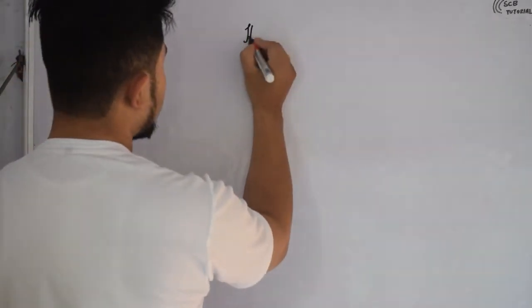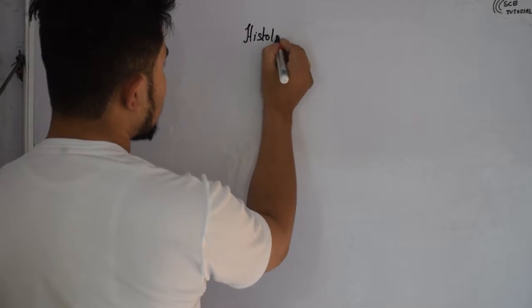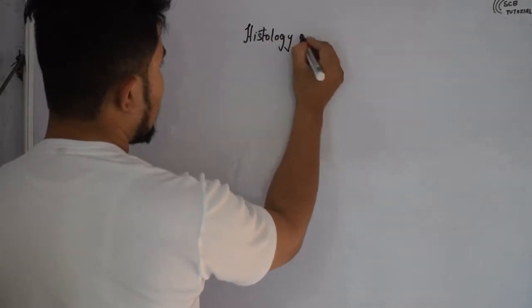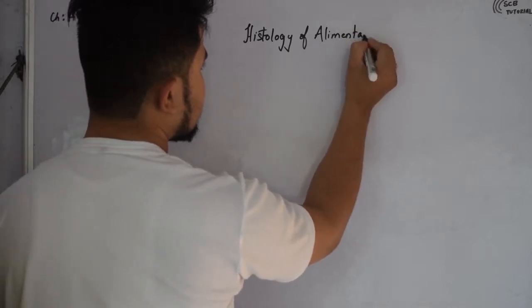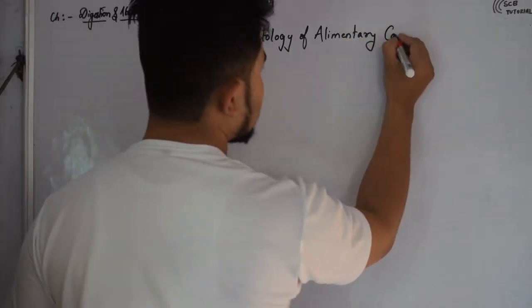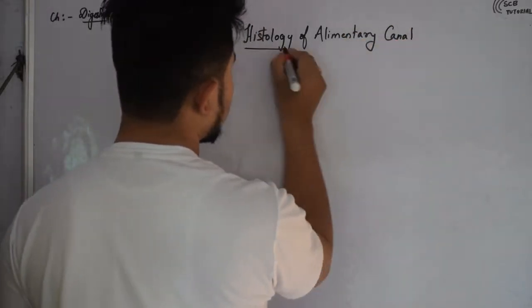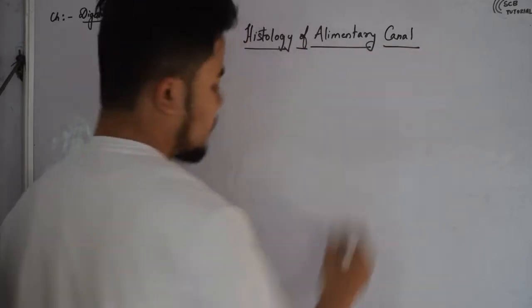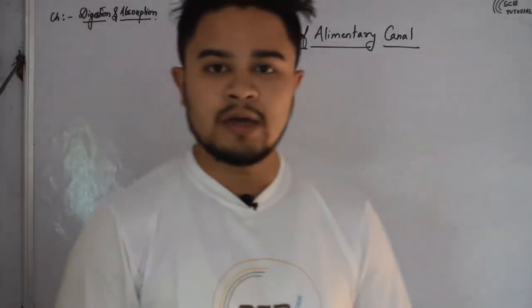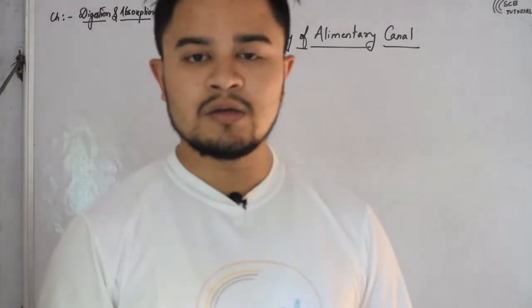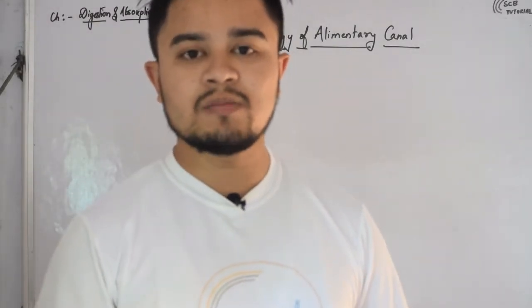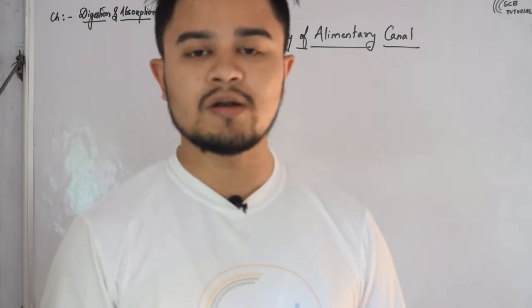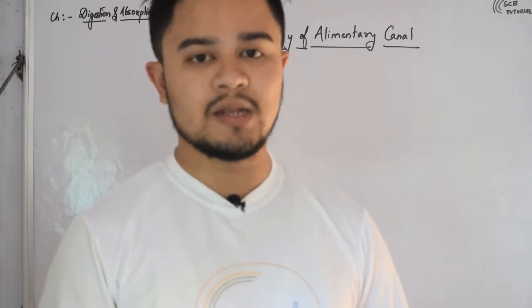So today our topic will be histology of alimentary canal. As we are discussing the alimentary canal, the long tube which starts from the mouth and goes till the anus, we have to discuss the histology also. Histology means what are the types of tissue that make the alimentary canal.